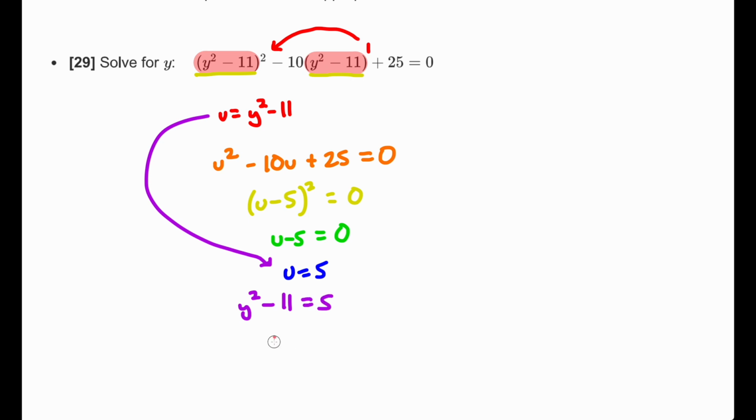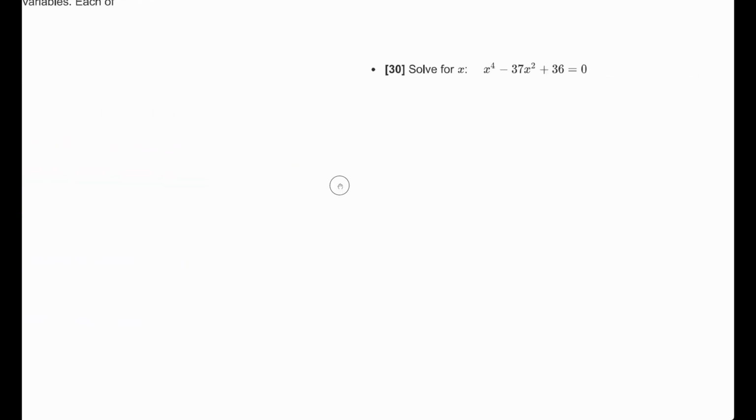So from here, I can add 11 on both sides. If you notice, I can now solve for y. Y is going to be equal to plus or minus 4. Check your work on that. You will notice that the answer is plus or minus 4. Okay, onward to the next one, number 30.